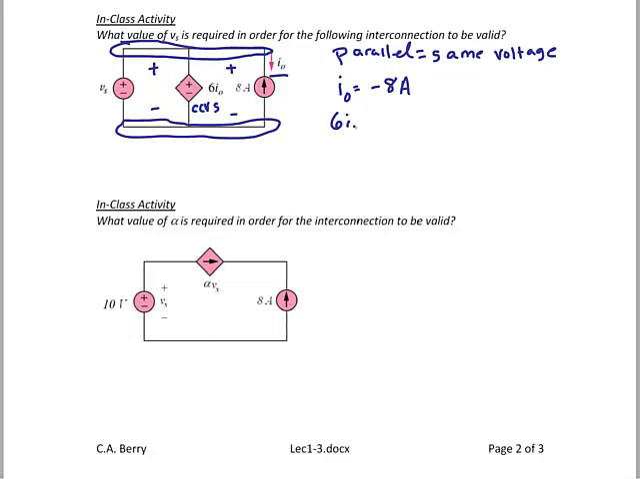Therefore, the value of the dependent voltage source is 6 times negative 8, which is negative 48 volts. So the voltage source is positive on top and negative on the bottom with a numeric value of 48 volts. Since I have two voltage sources in parallel, they must have the same voltage. Thus, Vs is also equal to negative 48 volts.